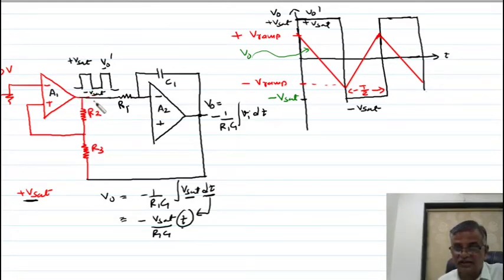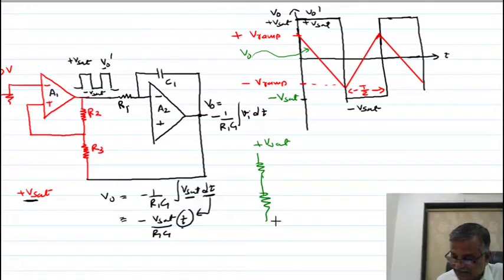I think you understand now. So this negative going ramp is given to the lower end of the potential divider network R2 and R3. The upper end has a voltage of plus V sat, and at the lower end, a negative going ramp voltage is there.